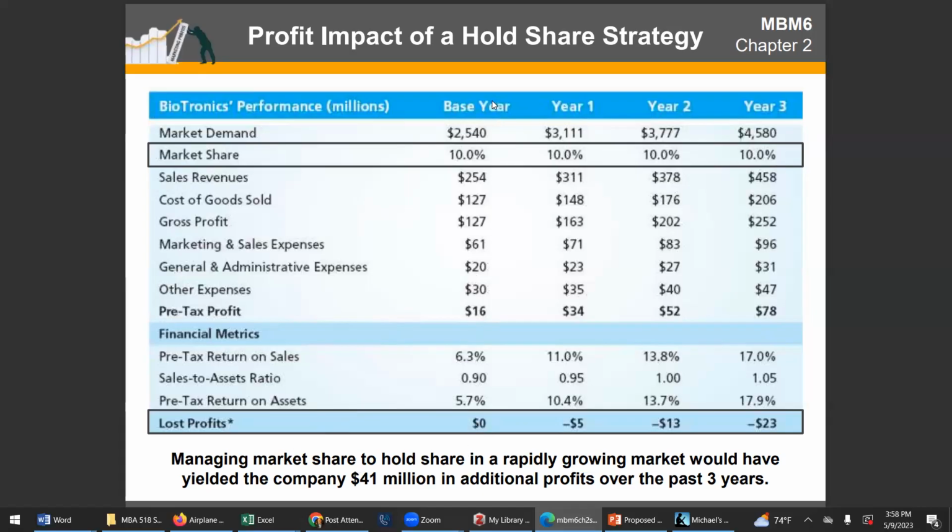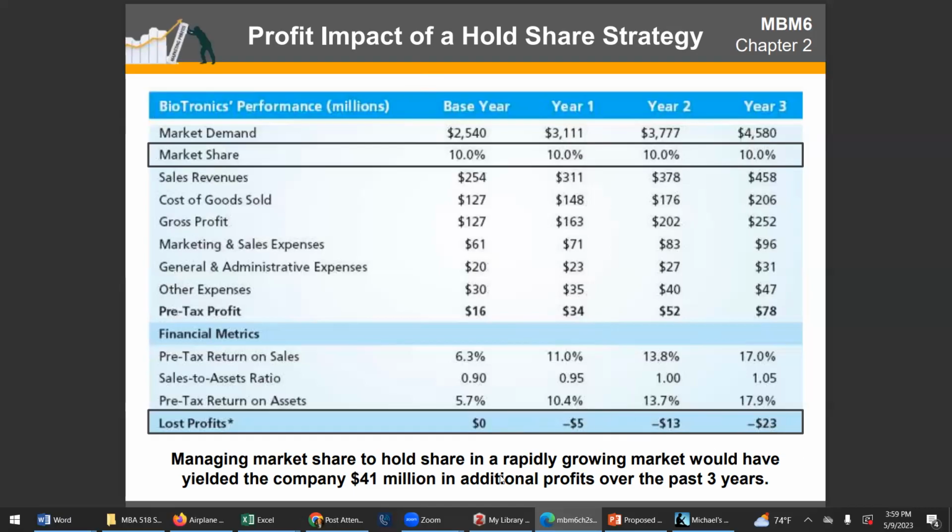we didn't lose any profit in base year because we started at 10% market share. But if we maintain 10% here with all of these assumptions, we would say that indeed, this is a little bit confusing, but it would say that we would have recouped 5 million in year one, 13 in year two, and 23 in year three.